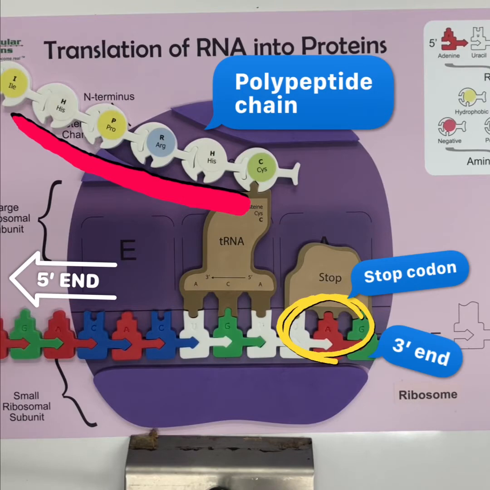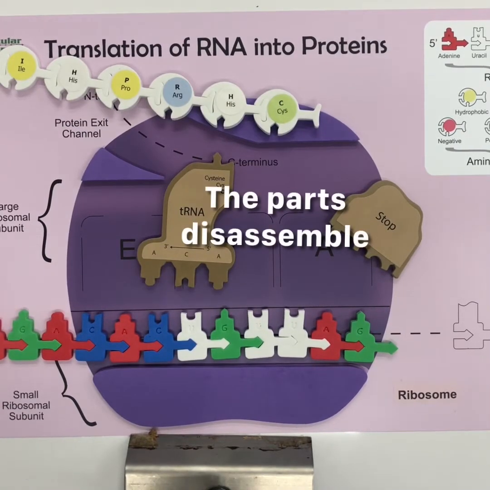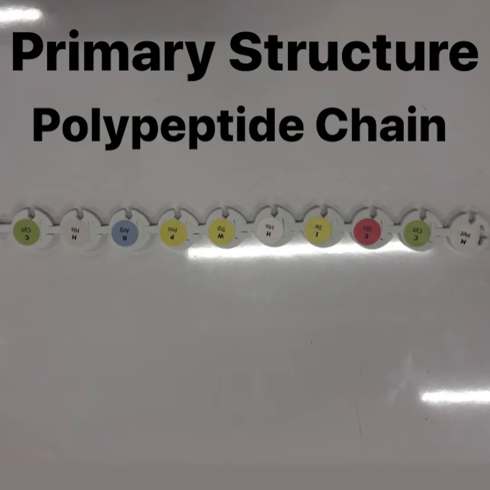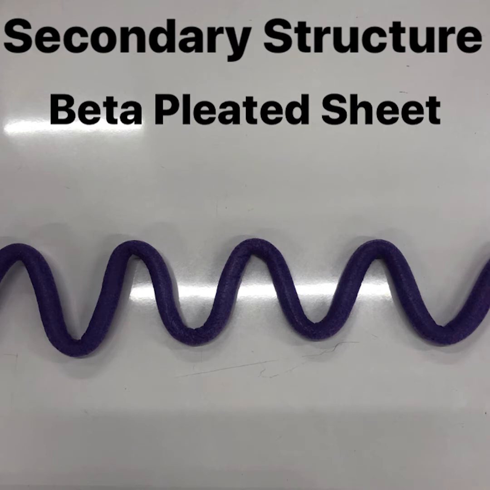All elements involved in the process disassemble. The polypeptide detaches from tRNA. The ribosome disassembles into its 2 subunits, and the mRNA is released. The resulting polypeptide is used to form protein structures. The polypeptide chain is the primary structure. It can form 2 types of secondary structures, alpha helixes and beta pleated sheets. The structures are determined by hydrogen bonds formed between non-adjacent amino acids.